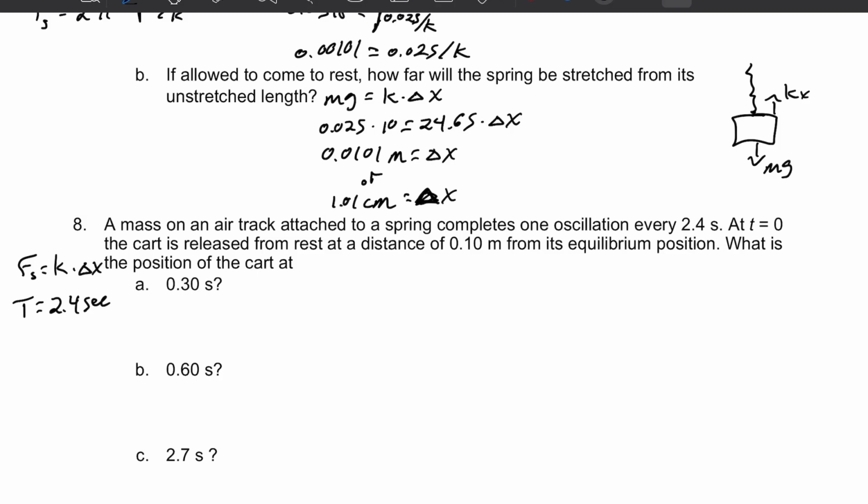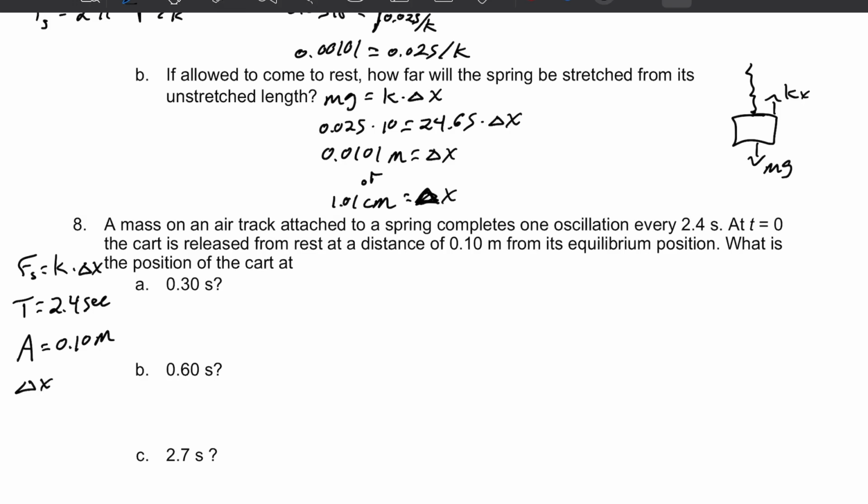We know the force of a spring is k times delta x. Let's just get all those things out there. I'm not sure what we're going to use, but let's see where the problem takes us. The cart is released from rest at a distance of 0.1 from its equilibrium position. So the amplitude, capital A, would be 0.1. That's how far it's going to be away from equilibrium.